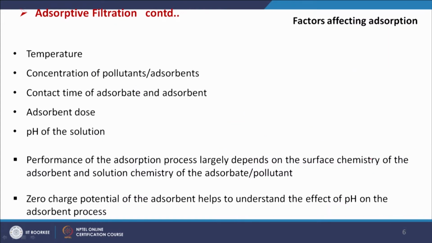Now, there are many factors which influence the performance of the adsorption process, like temperature, concentration of pollutants or adsorbents, and contact time of adsorbate and adsorbent.